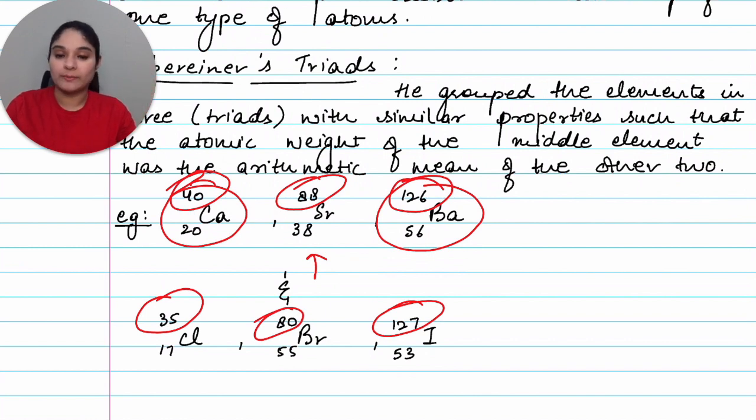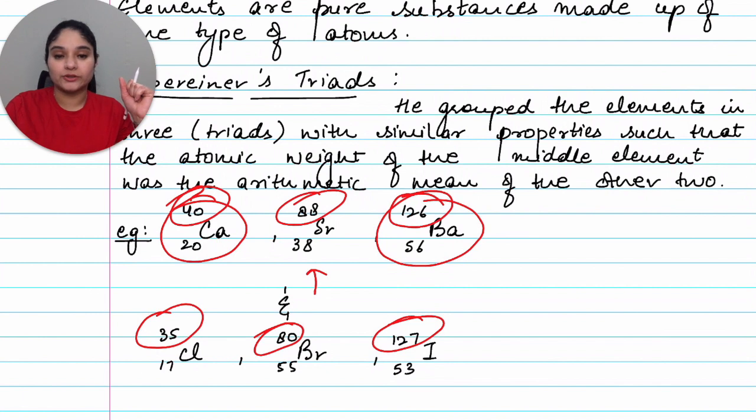So that was one of the major drawbacks. Second, it was not valid for all the elements, so we were only able to get a couple of triads. Now let's read this through. He grouped the elements in 3, that is triads, with similar properties such that the atomic weight of the middle element was the arithmetic mean of the outer 2. Then you can learn these 2 examples for it.